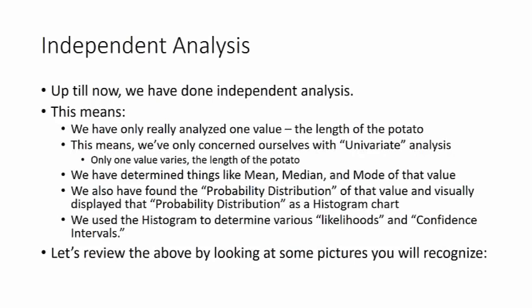So up until now, we've done what we call independent analysis. That means we really only analyzed one random variable or one value. A random variable is, in this case, let's say the length of a randomly selected potato. Now, if it was a normal kind of math variable, like x, then you might say, well, x plus 3 equals 5. Solve for x. Oh, x must equal 2, because 2 plus 3 equals 5.